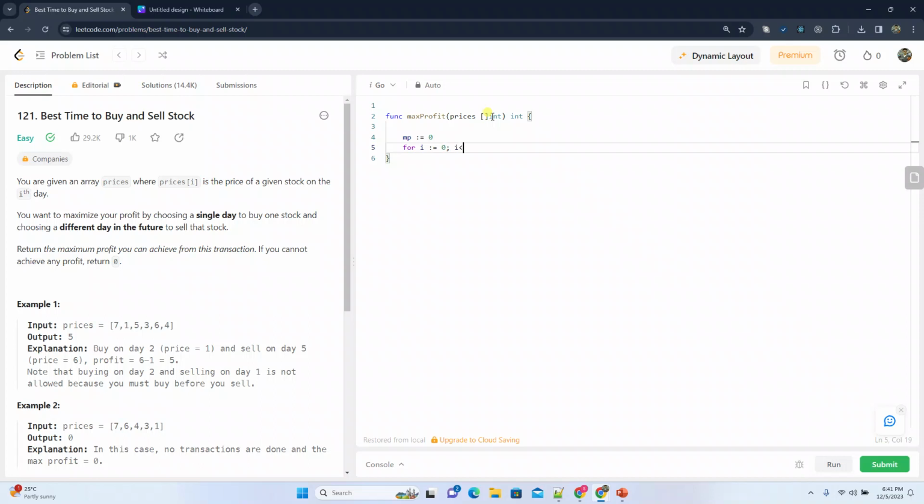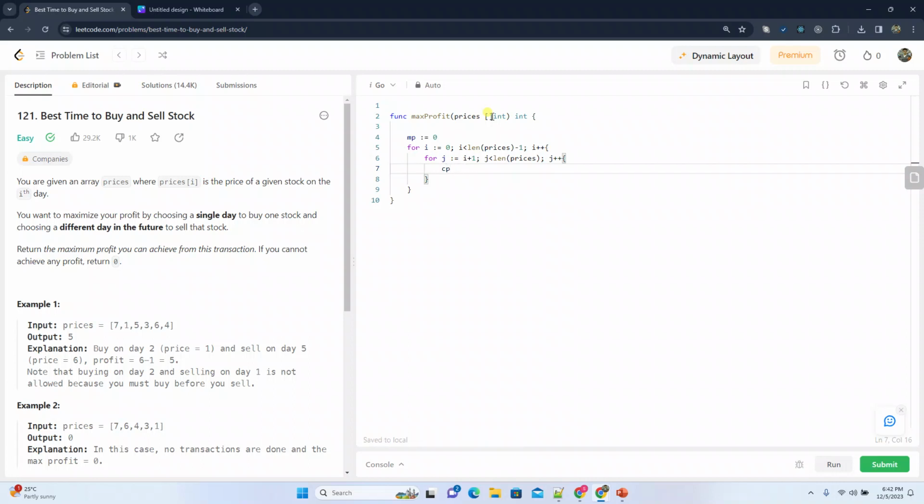Next, we'll start from i equal to 0 and i less than length of prices, and i plus plus, right? And in the second loop, j equal to i plus 1, and j is less than length of prices, and j plus plus. So it's very simple logic, as we mentioned.